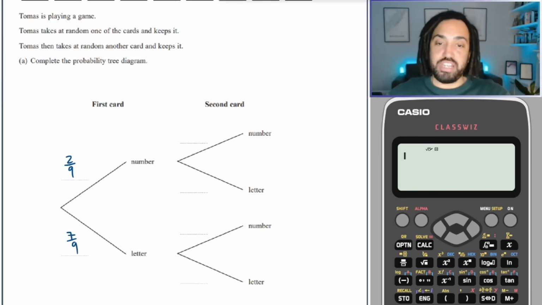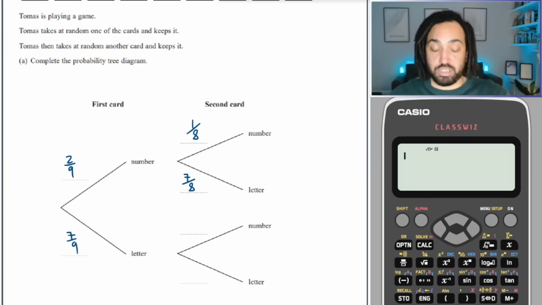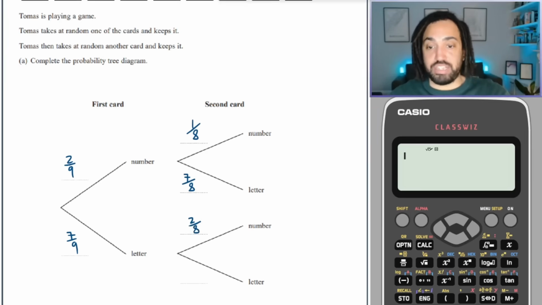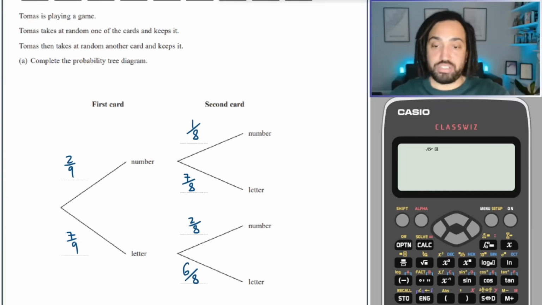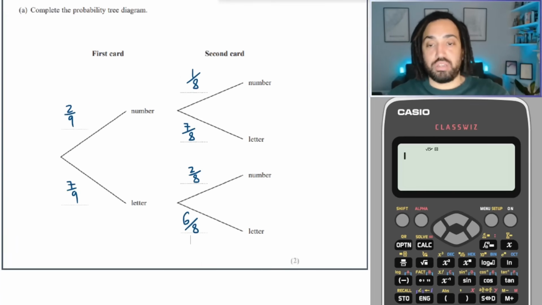Okay, now if he's taken a number, then that means there would only be one number left, and there'll be 8 cards to choose from. And if he has taken a number, there would still be 7 letters left, but there would be 8 cards to choose from. Now, if he took a letter, then there would still be 2 numbers left, but only 8 to choose from. And again, if he took a letter, then there would be only 6 letters left, but 8 to choose from. Okay.